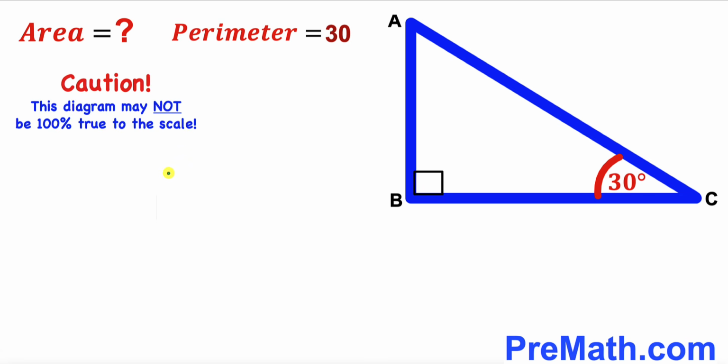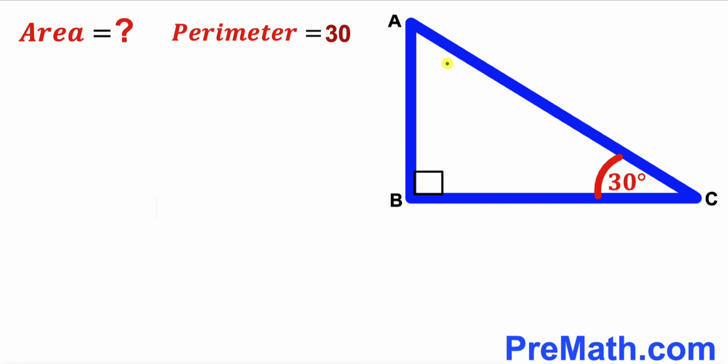Please keep in mind that this figure may not be 100% true to scale. Let's go ahead and get started. Here's our very first step. Let's focus once again on this right triangle ABC. We know this angle is 90 degrees and this angle is 30 degrees.